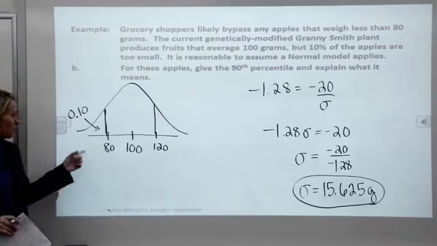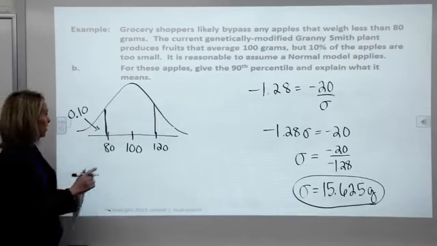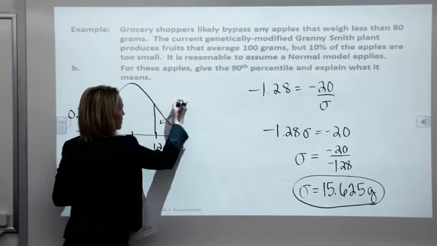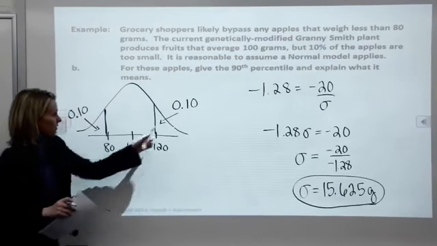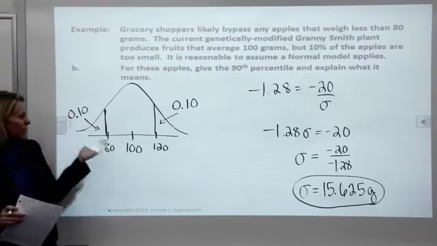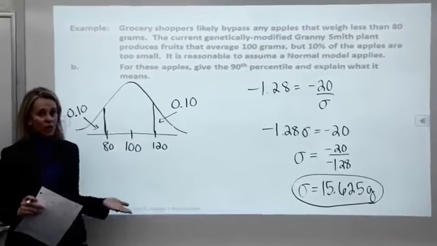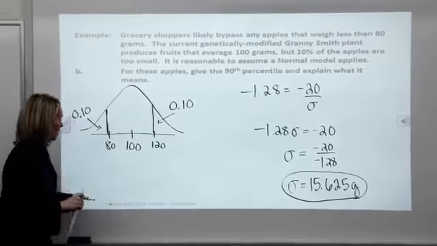use symmetry with the normal model. If this area here is 10%, the area of that tail ought to be 10% as well. And if that area is 10%, then the area to the left, 90% of the apples are smaller than 120 grams. So 120 grams would be the 90th percentile.